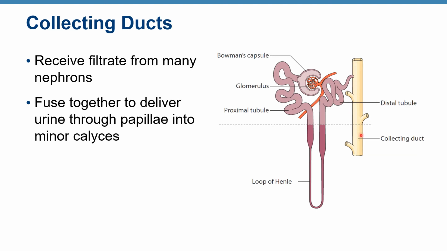And then collecting duct. Collecting duct receives filtrate from many nephrons. These little parts here are where other nephrons are going to bring their filtrate. They fuse together to deliver urine through papilla into minor calyces. So collecting duct goes down to the pyramids, and then we will have papilla and minor calyces.